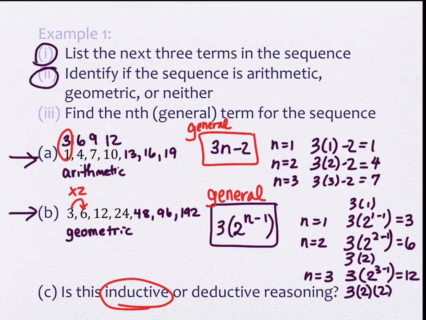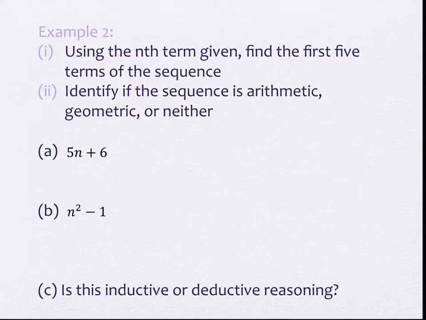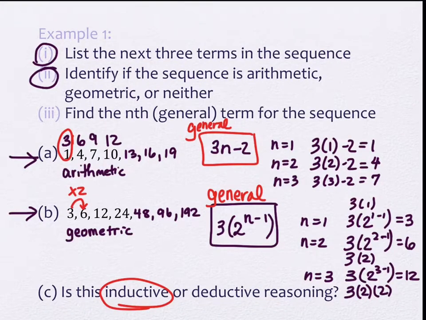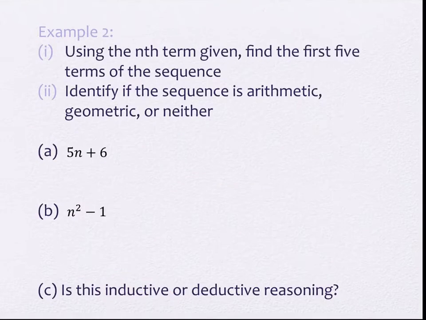All right, let's look at example 2. In example 2, we're going to start with an equation. It says, using the nth term given, find the first 5 terms of the sequence, and then identify if the sequence is arithmetic, geometric, or neither. So in a very real way, we're going to be doing this stuff we did over here with n equal to 1, 2 for those patterns that we've got, okay? And we're going to do it for the first 5 terms.